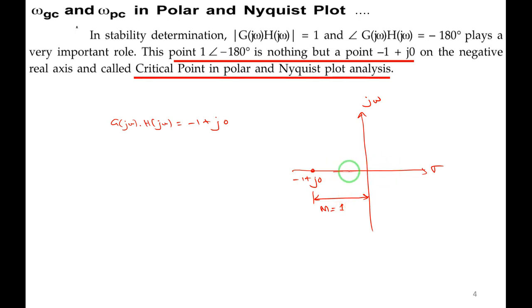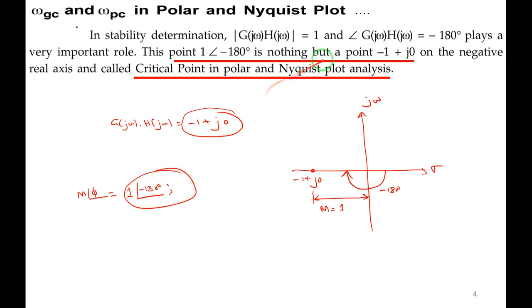If I measure like this, it is minus 180 degrees. If I measure in the clockwise direction, I will be getting minus. So what is the magnitude? It is 1, and the angle is minus 180. So either the point minus 1 plus j0, or the magnitude 1 and angle minus 180 degrees, we call it the critical point. Please keep in mind, critical point for the polar plot, right?